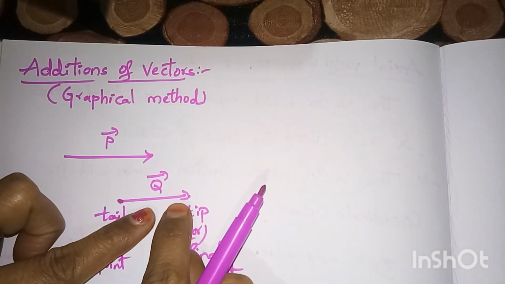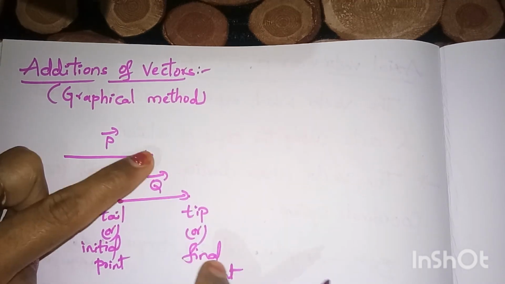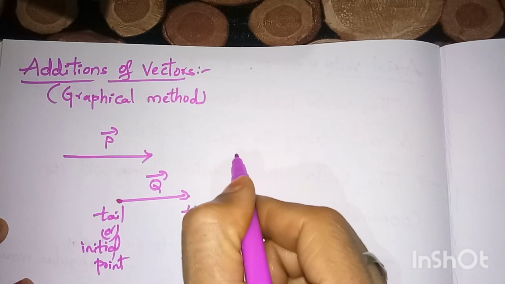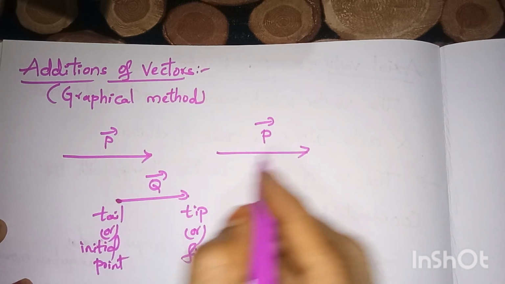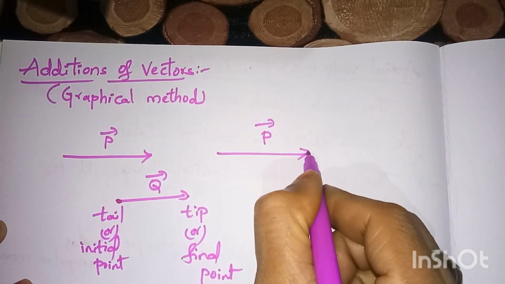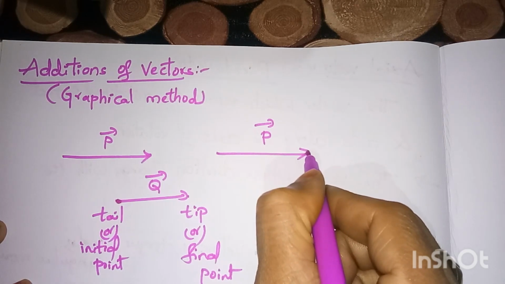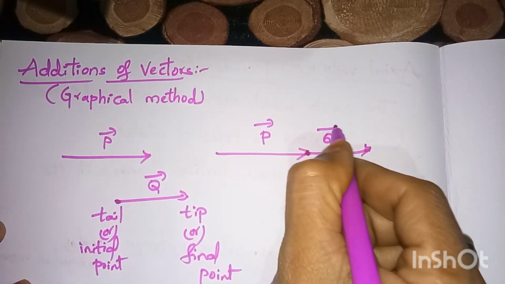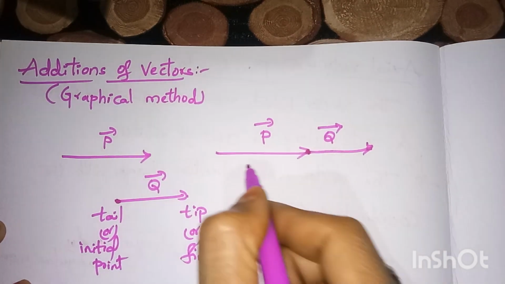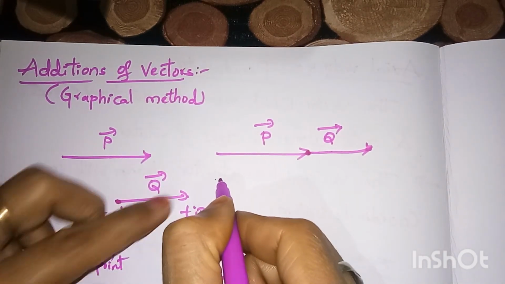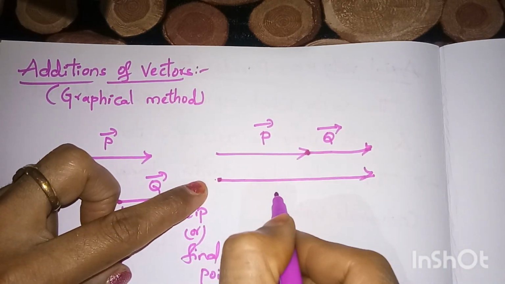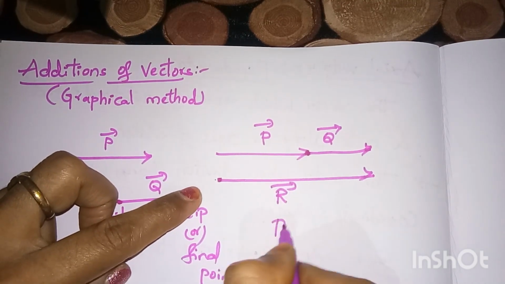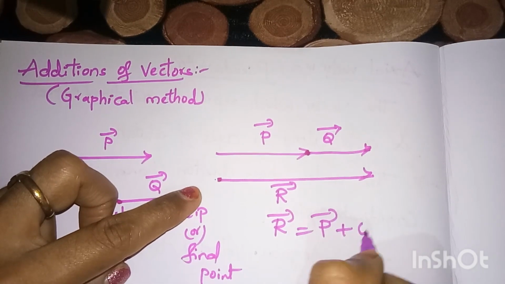The second vector's initial point should be joined with the final point of the first vector. So this is the first vector, and the second vector's initial point should be joined with the final point of the first vector. This will become the q bar. Now draw an arrow from the initial point of the first vector to the final point of the second vector. This will be the resultant vector. So r bar equals p bar plus q bar.